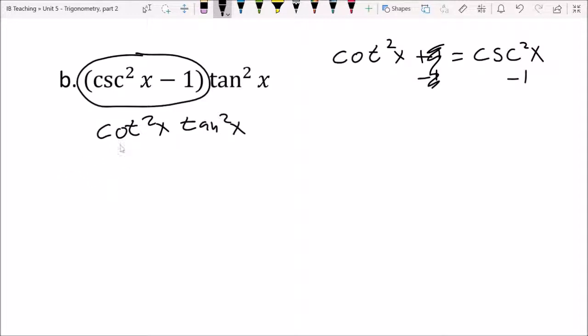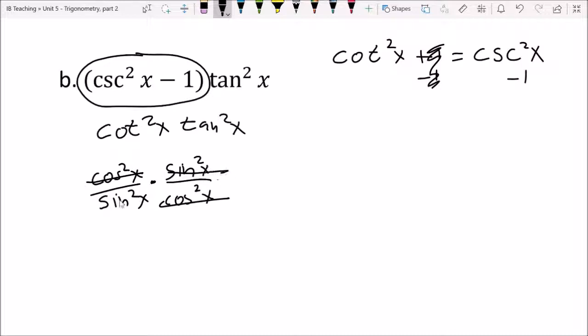So remember cotangent, rather, that is cosine squared over sine squared. And then we have tan, which is sine squared over cosine squared. And so we have a cosine squared on top and a cosine squared on bottom, and they're multiplied, so those cancel out. And we have a sine squared on top and a sine squared on bottom, and they're multiplied, so those cancel out. What's left? Well, remember, when this is division and multiplication, you cancel things out with division. Anything divided by itself is 1. So that whole thing simplifies down to 1.